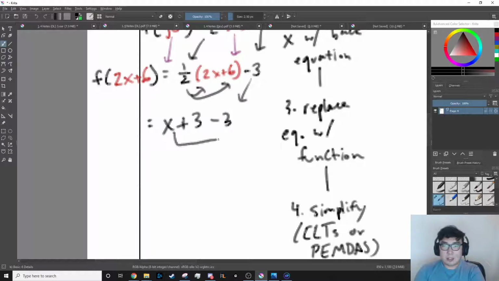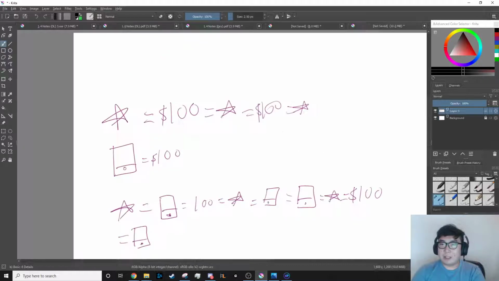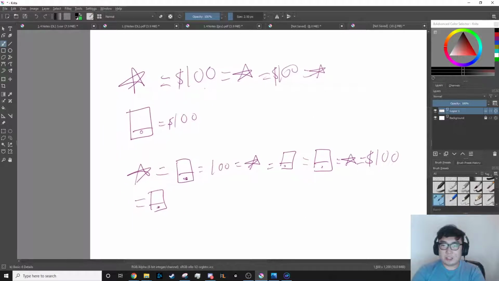Okay, now I can do this, which cancels, right? So it's going to be x is equal to, and remember what I said, like, I can infinitely interchange these values, or these things that really represent $100, or they all represent star.